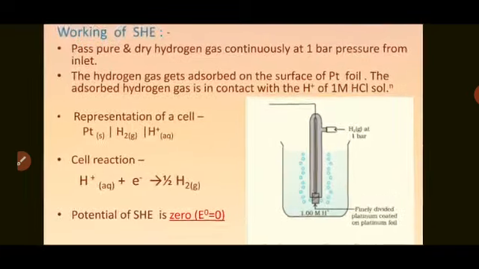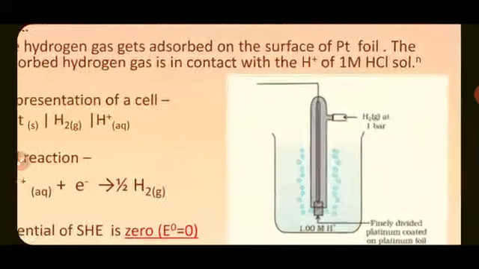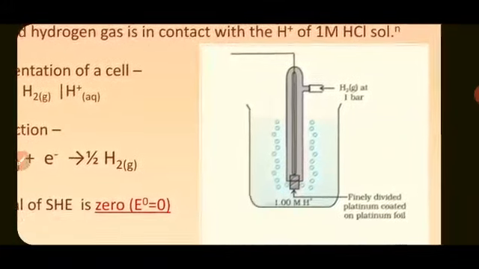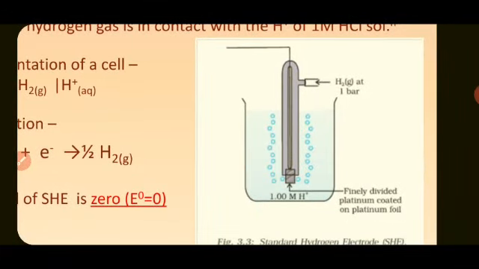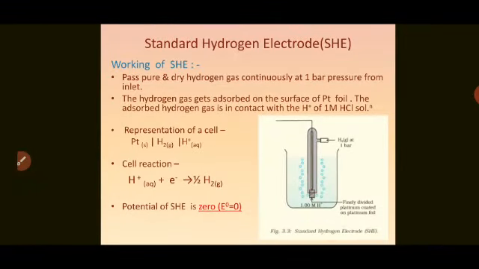This is figure 3.3 in your textbook, page number 66. Now just see the figure. There is a beaker which contains the acid with a concentration of 1 molar. Normally HCl is taken as the acid. Hydrogen gas is passed through this electrode and the platinized foil is kept here, and the electrode is connected externally with a copper wire.